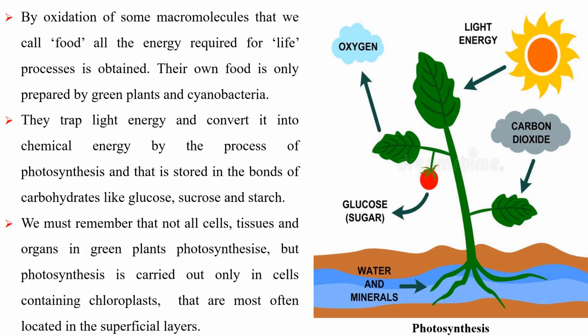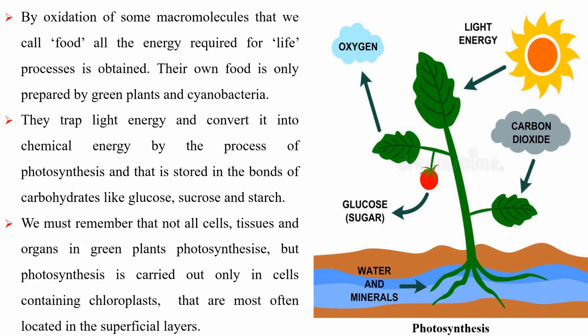Their own food is only prepared by green plants and cyanobacteria. They trap light energy and convert it into chemical energy by the process of photosynthesis, and that is stored in the bonds of carbohydrates like glucose, sucrose, and starch.